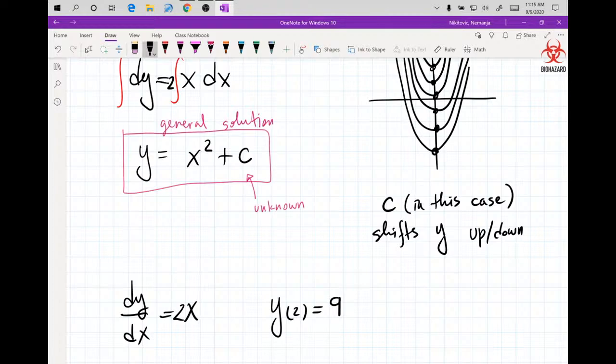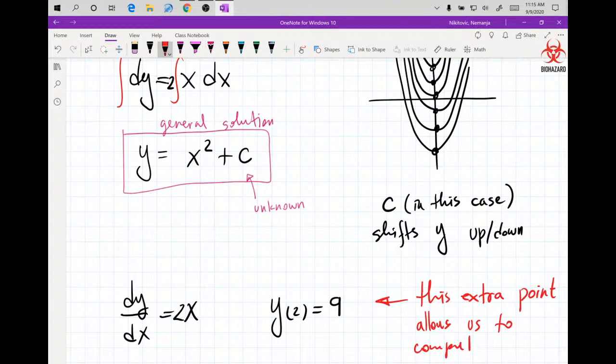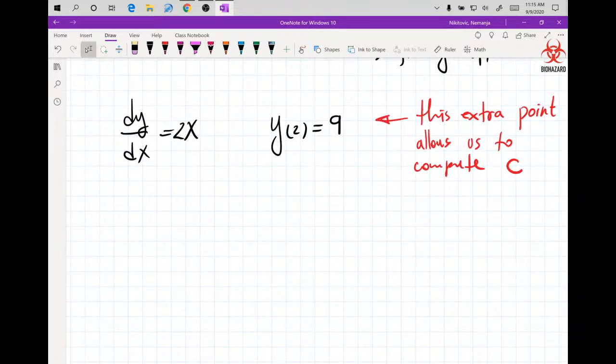This extra piece, its point actually, allows us to compute C. So when you get a problem which has this initial point, boundary point, initial condition, there's a lot of different names for it, when you have this extra point given, then you are able to compute.